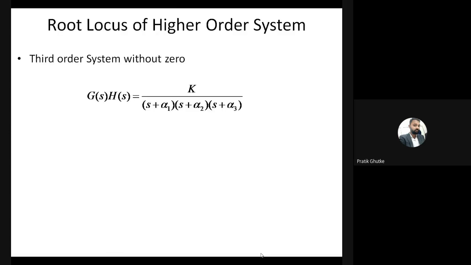So what will be the root locus of a higher order system? The third order system without zero has the transfer function given as G(s)H(s) equals k divided by s plus 1, s plus alpha 1, s plus alpha 2, and then s plus alpha 3. In this case, there are 3 poles. This is the typical numerical that will be asked in the examination, without zero, with 3 poles or 4 poles. So how will the root locus look?